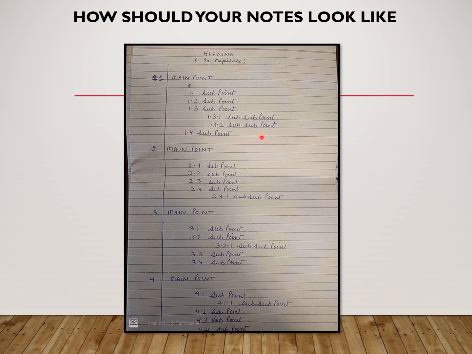Under the first main point, I have written two sub points for the third sub point of the first main point. Whereas in the second main point, I have given only one sub point to the fourth sub point of the second main point. See the indentation. Indentation means the space you leave from the margin.